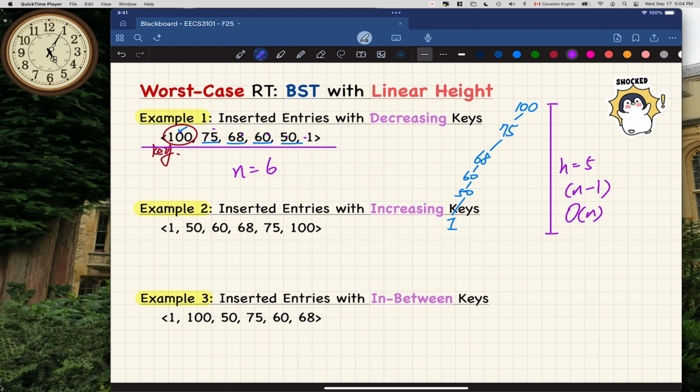So this is just one simple example to show you it is possible, if you're not careful, to have a certain sequence of insertions without any adjustment in between. You just got some tree of linear height. And linear height results in big O of n search, insertion, and deletion. That's why you got to be very careful.